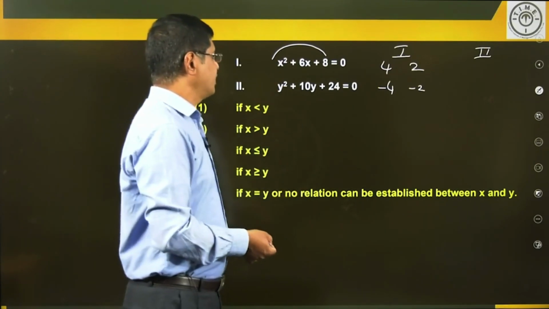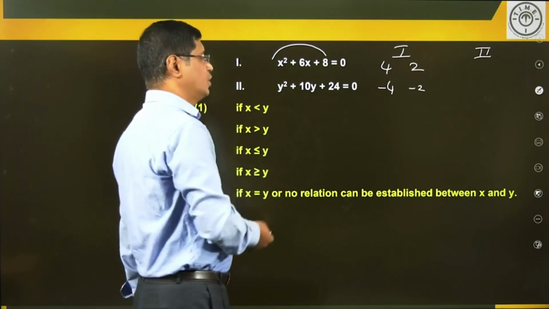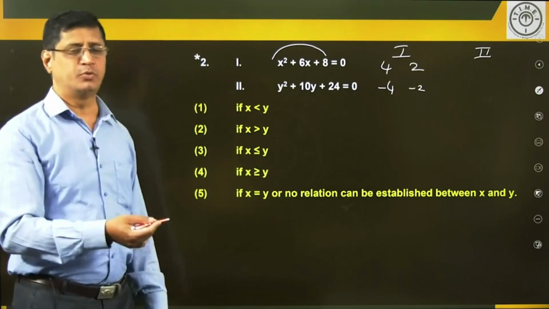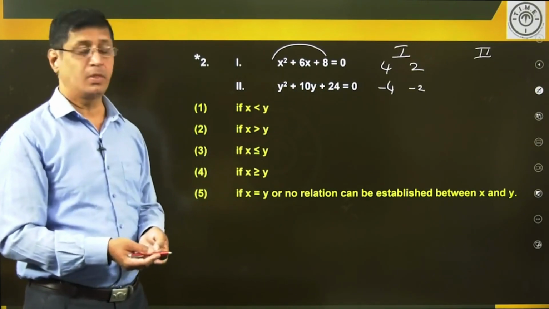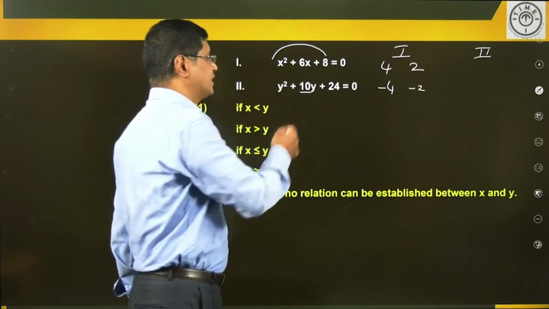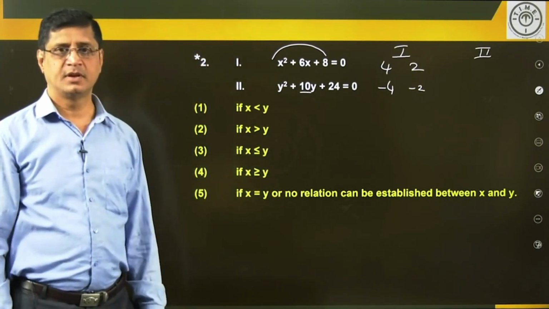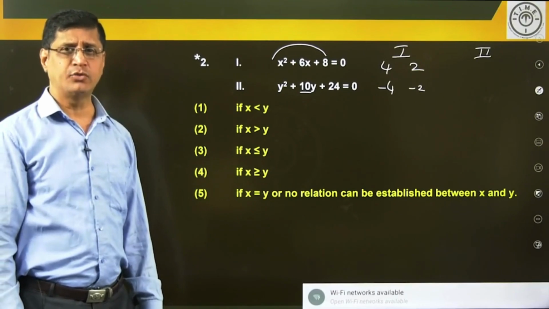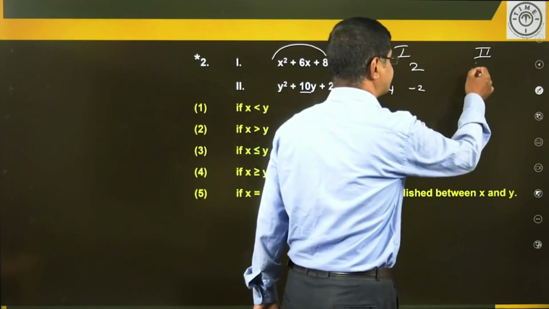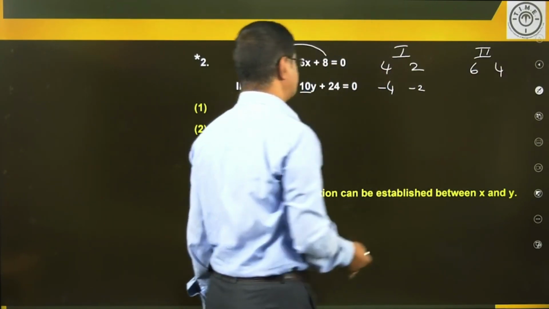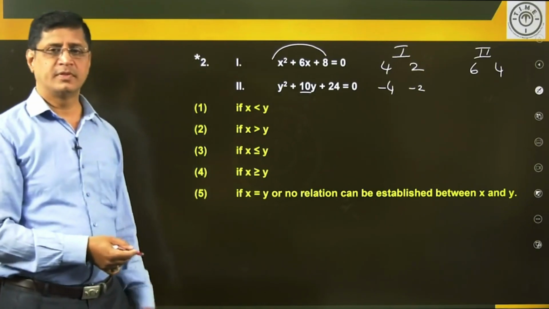Look at the second quadratic equation here, 24. 24 means what are the possibilities? Now, 24 into 1, that is 24. What about the middle term? Middle term is 10 and 24 is the product, means here the factors are 6 and 4. 6 into 4, that is 24.